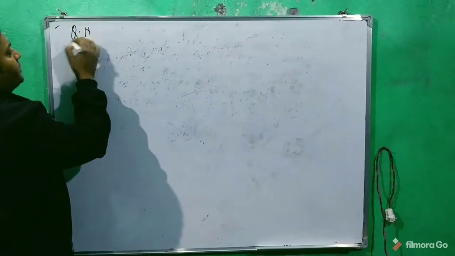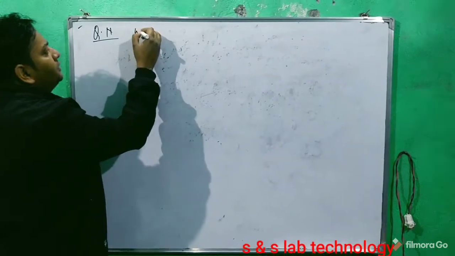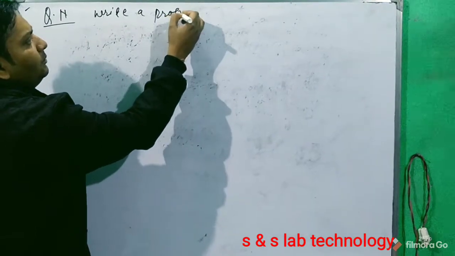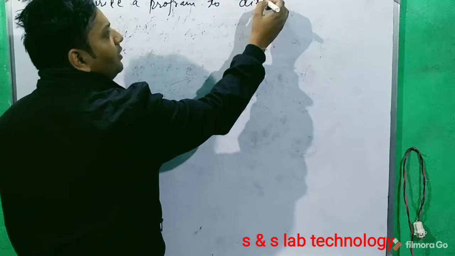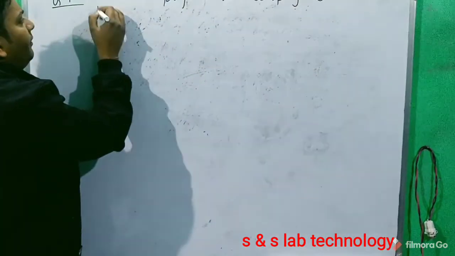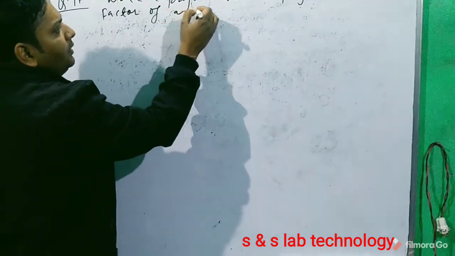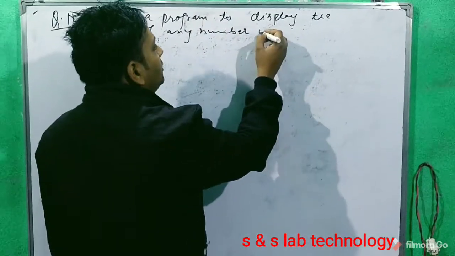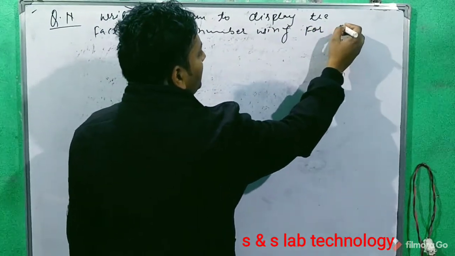Today I'm going to discuss one of the examples related to for loops. The question is: write a program to display the factors of any number using a for loop. So we have to calculate the factors of any number using a for loop.